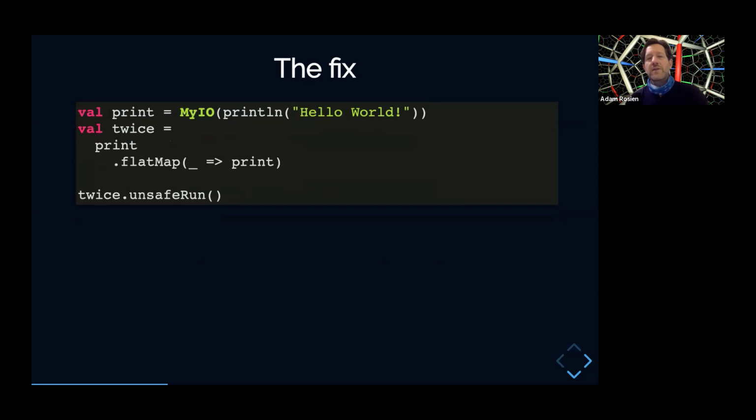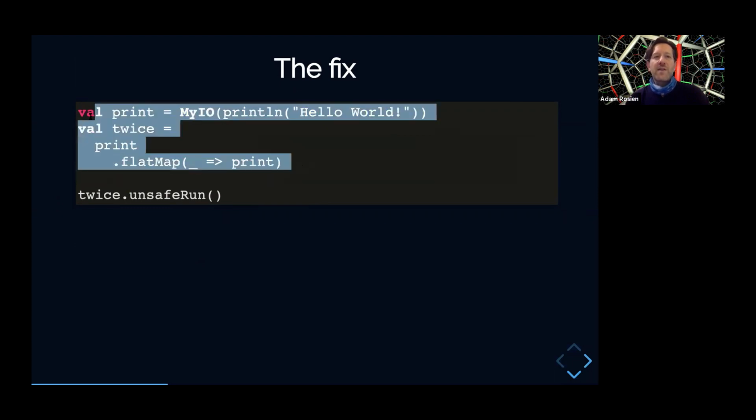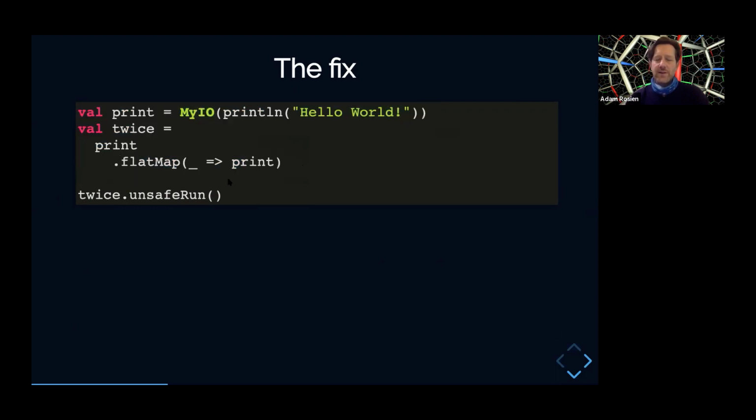So if we take that twice program, and instead of using Future, we use MyIO, we would construct our MyIO, perform our flatMap, and do it twice. Now at this point, nothing happens. This is good. I'm just describing what I want to do. I'm not actually doing it yet. And then you have to explicitly say, go.